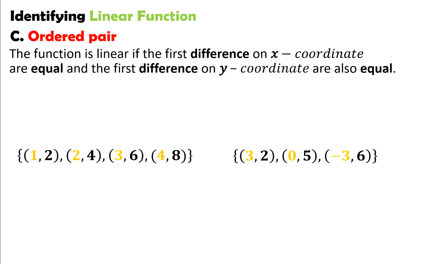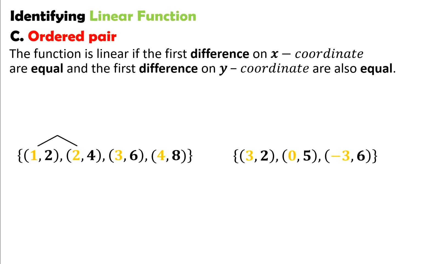How do we identify kung yung ordered pair ay linear function? Just like what we did dun sa pagkuha ng ating sa table, no? The same lang yung way. Kailangan yung first difference ng x-coordinate are equal, tas yung difference din ng y-coordinate are also equal. So, yun lang ang difference is naka-ordered pair siya.